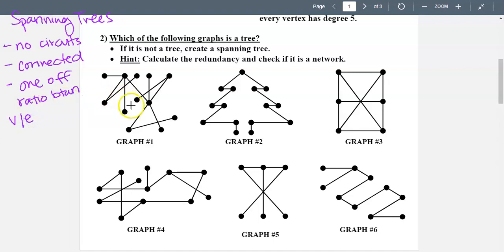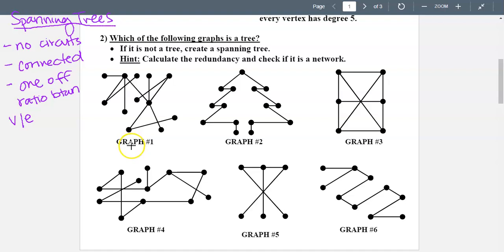So this, I think, was your homework on March 9th maybe, and question number 2 asks you which of the following graphs is a tree. So you need to look at each graph and decide, is my graph a spanning tree or not. If we look at number 1, there's a few different ways that you could look at it and start to calculate whether it's a spanning tree or not.